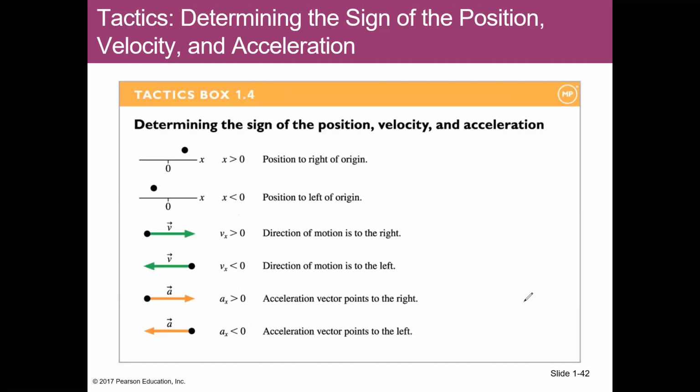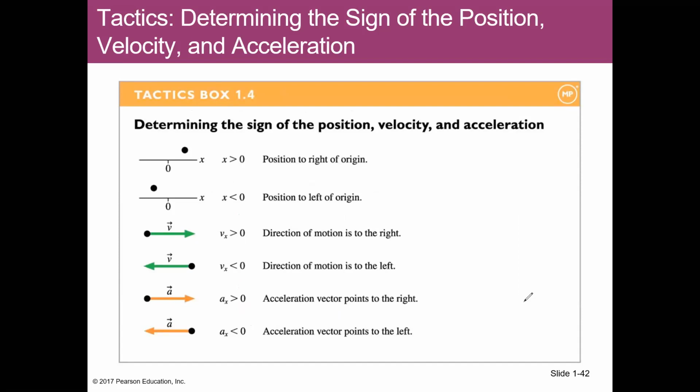Now, what does it mean for a velocity to be positive? Again, this is just 1D, so velocity vectors have a plus and a minus. That just means you're moving to the right. That's it. It means that your displacement vector points to the right. And then if your displacement vector points to the left, then your velocity is negative.